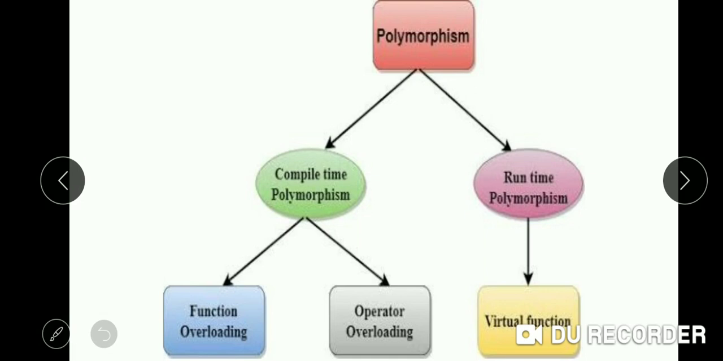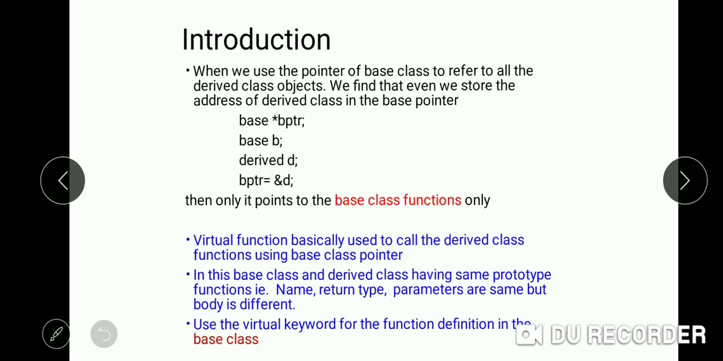So compile time means what? The particular code that can be linked with each other at the time of compilation. So it includes function overloading and operator overloading, which we already learned. And runtime polymorphism means what? The particular function or code that can be called at runtime. So that's why it is called runtime polymorphism. So it includes the virtual function. So let's see what is meant by virtual function.